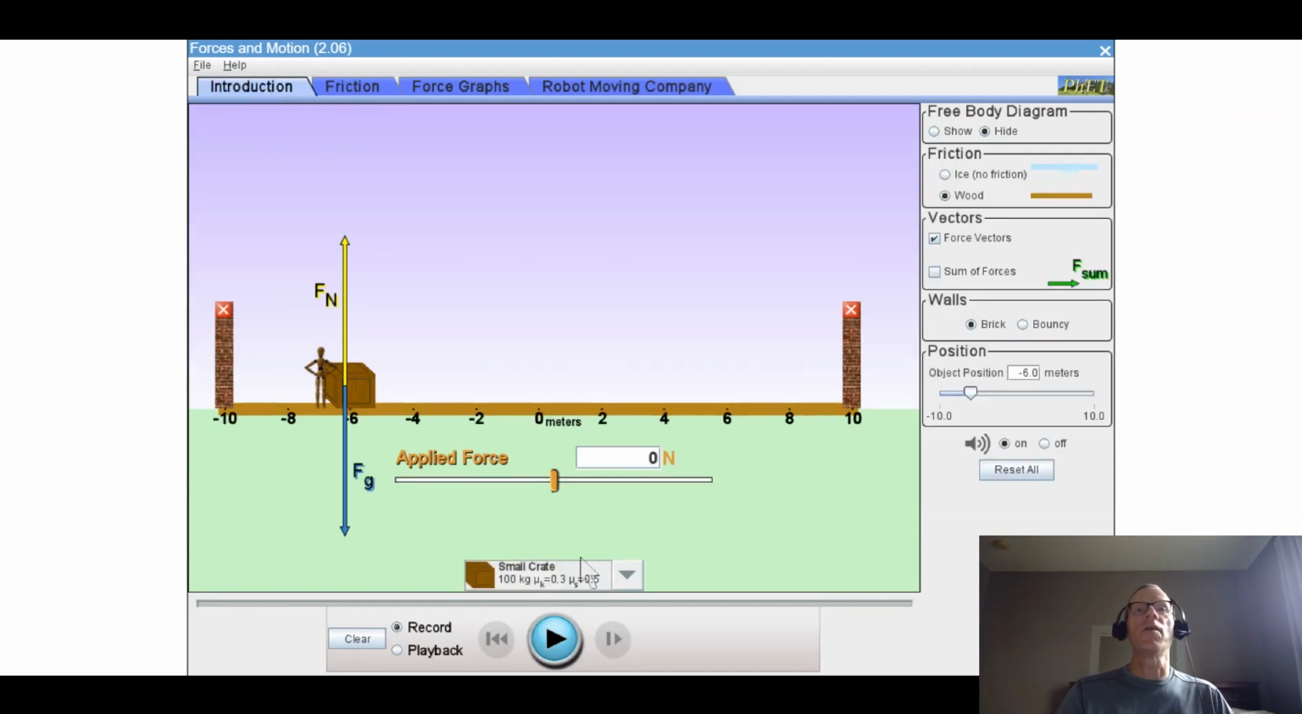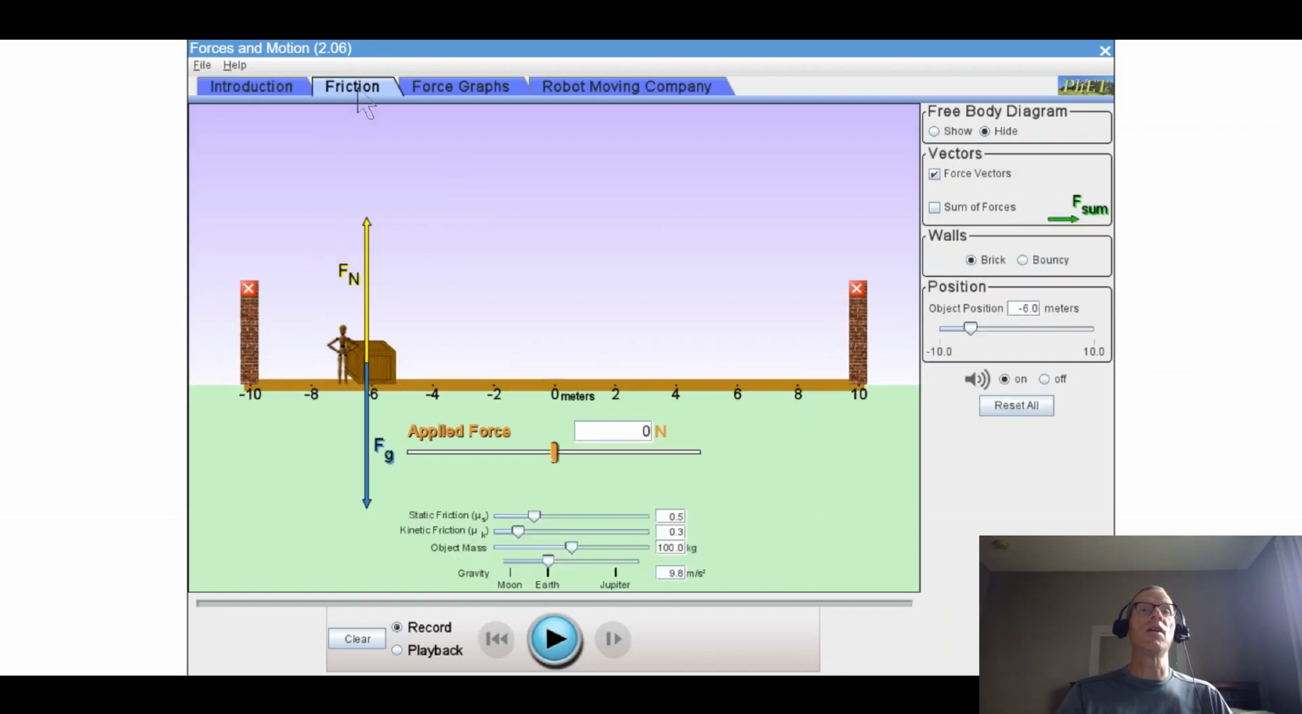Surprisingly enough, I was looking back because I didn't think we could change the mass, but here we can change the mass, even though it's labeled the friction tab. We will change the coefficient of friction. But notice what happens when I have a 100 kilogram box.